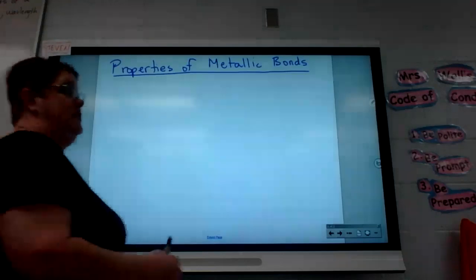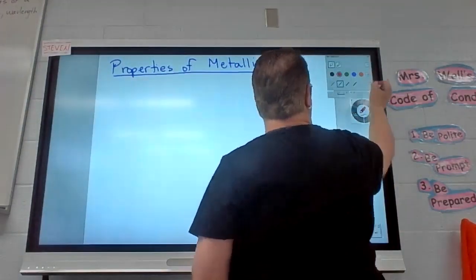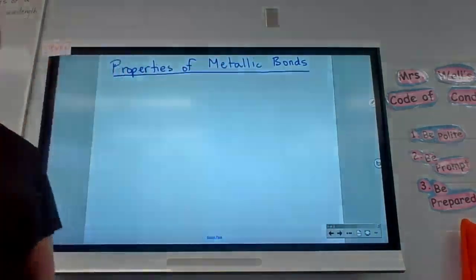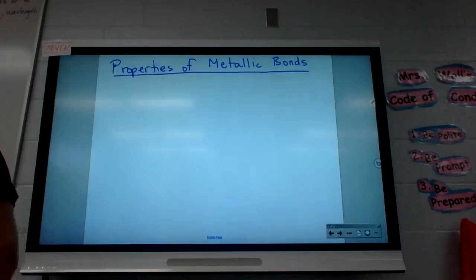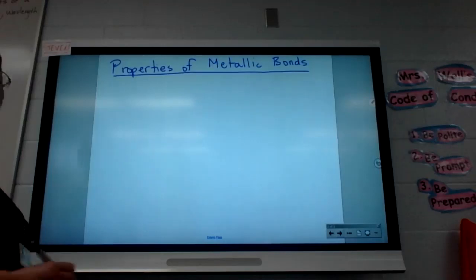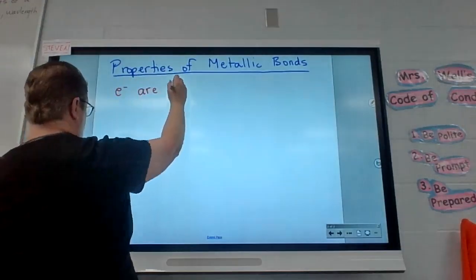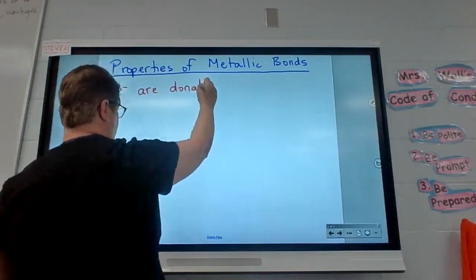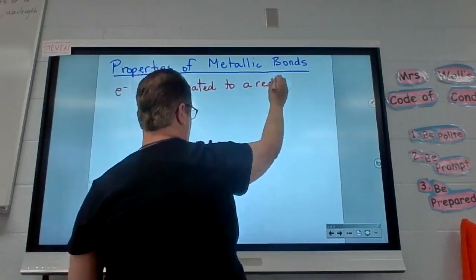Now, last week, what did we say about a metallic bond? What kind of bond did we say it was? What did its electrons do? What did we say about their electrons? Hard metal. Yes. All right. These electrons are donated to a region in space.